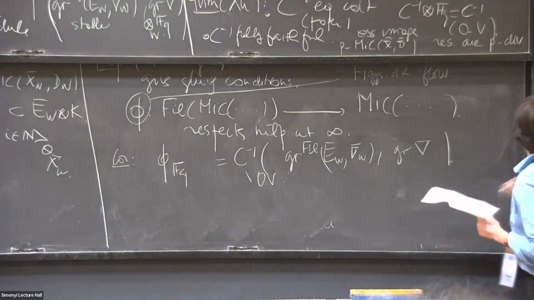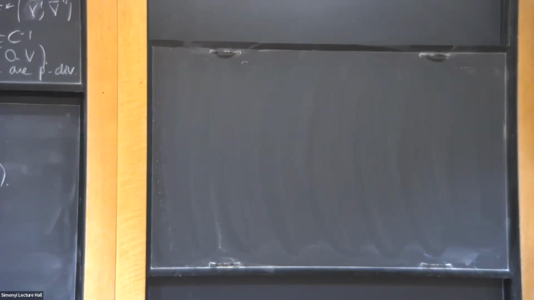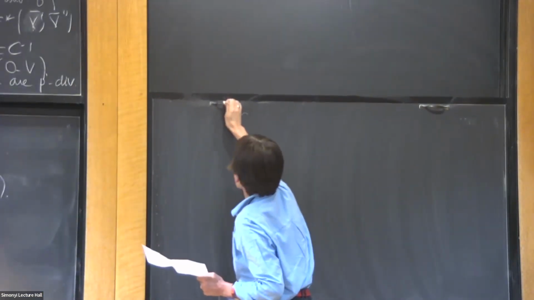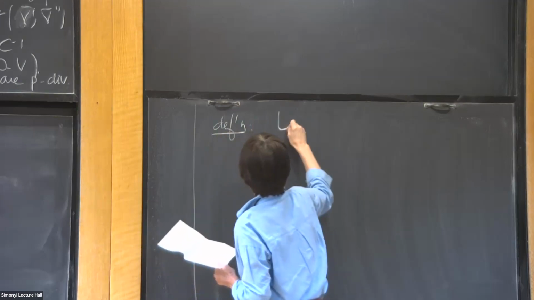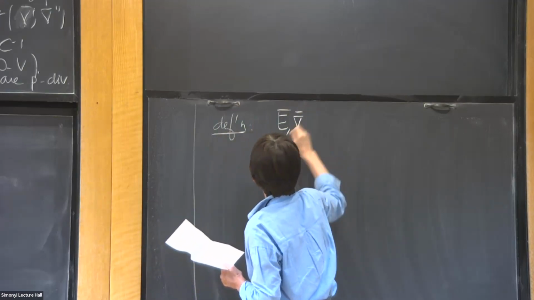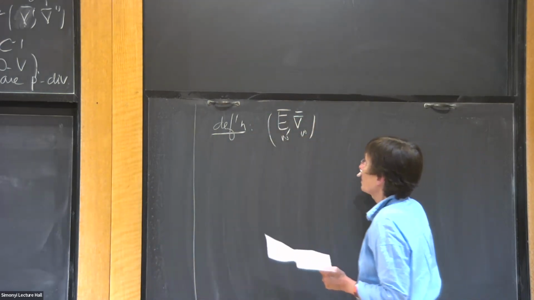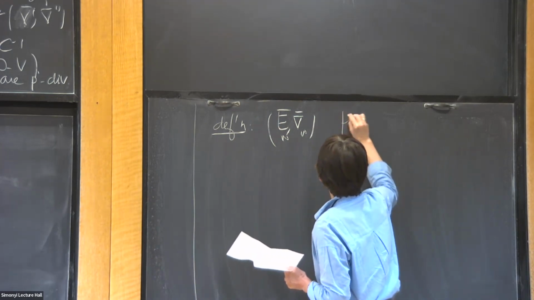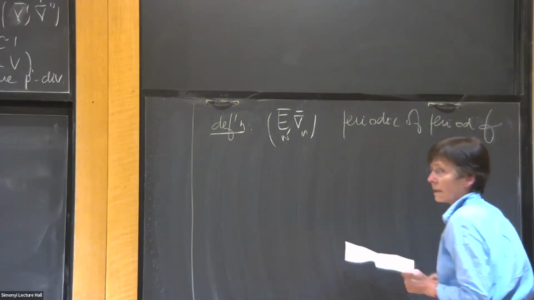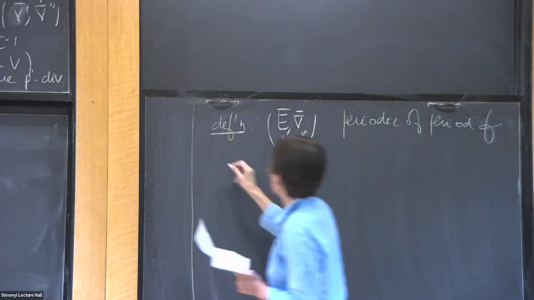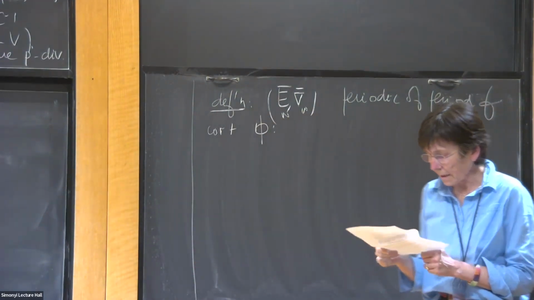And now I can define, so maybe I'll write it here. And Ananth was saying I should not write here. So, definition. I can define what it means for an object of MIC with the little decoration we had to be periodic. So let's say periodic of period f with respect to phi. It means like this.